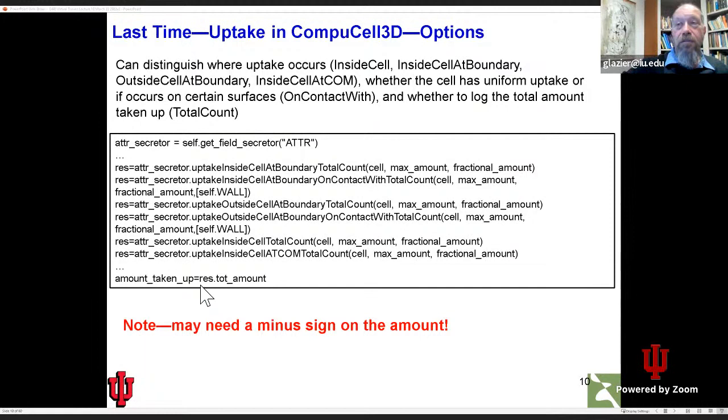And then you can get the same return of the total amount in that result object. And I'm pretty sure that it returns a minus sign rather than a plus sign for the amount. So you have to change the sign. We'll see that. You can check it today.